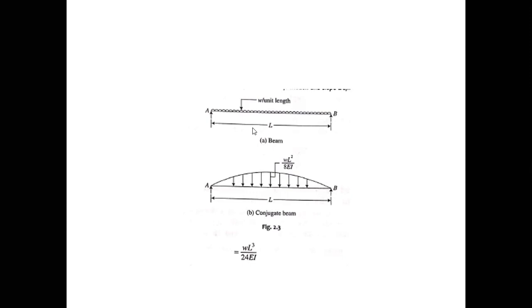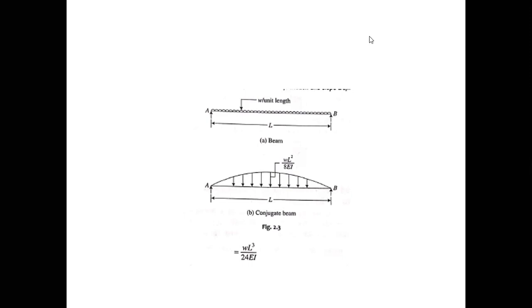First of all, we'll quickly make its moment diagram, and this is called the M upon EI diagram. And the conjugate beam theorem says the M upon EI diagram for the original beam is the loading diagram for the conjugate beam. I repeat, the conjugate beam theorem says that the M upon EI diagram for the original beam is the loading diagram for the conjugate beam.